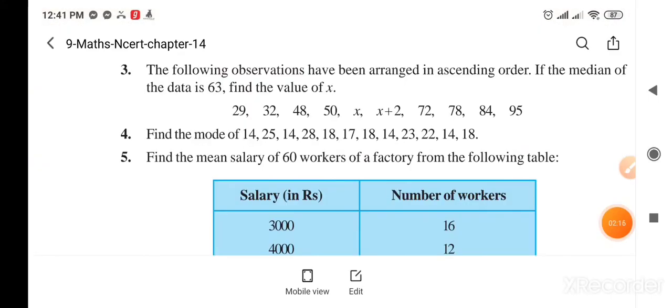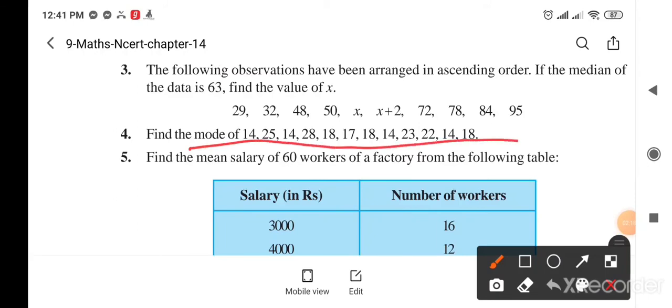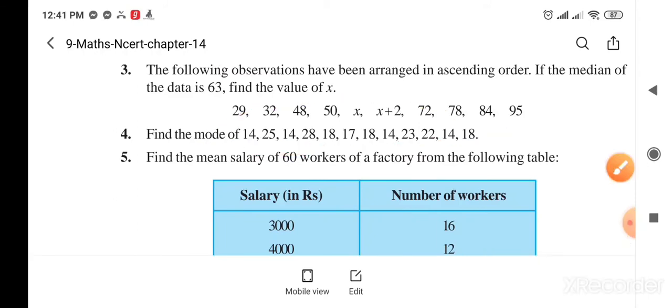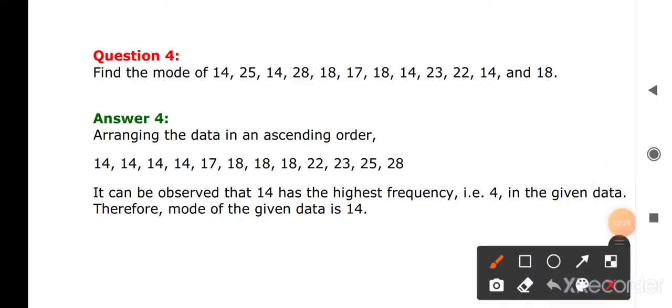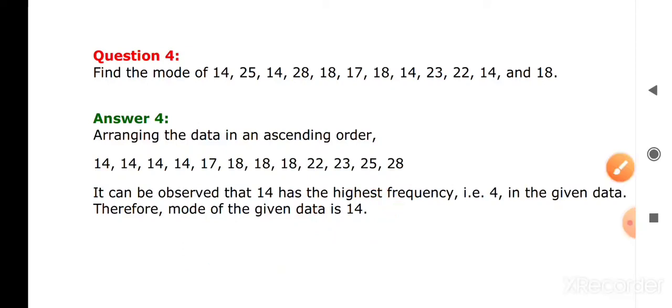For the next question, you have to find the mode. Question number 4. Mode is the most frequent term. And the mode of this data is 14, because 14 is coming so many times, so the mode will be 14.